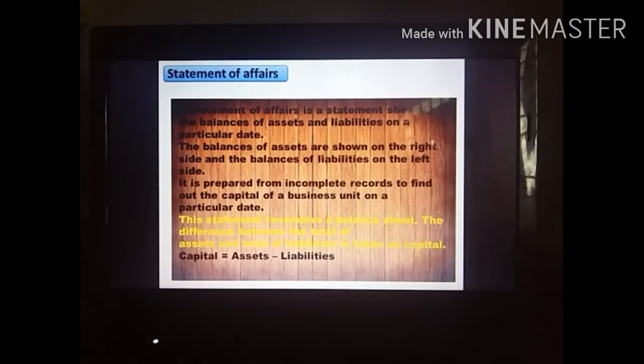The difference between the total assets and total liabilities is taken as the capital. Normally a balance sheet must tally: whatever amount comes on the asset side, the equal amount should come on the liability side also. But in the statement of affairs we have to find out the difference. Capital equals assets minus liabilities. So we compare assets and liabilities, and the difference is taken as the capital. This is the statement of affairs.